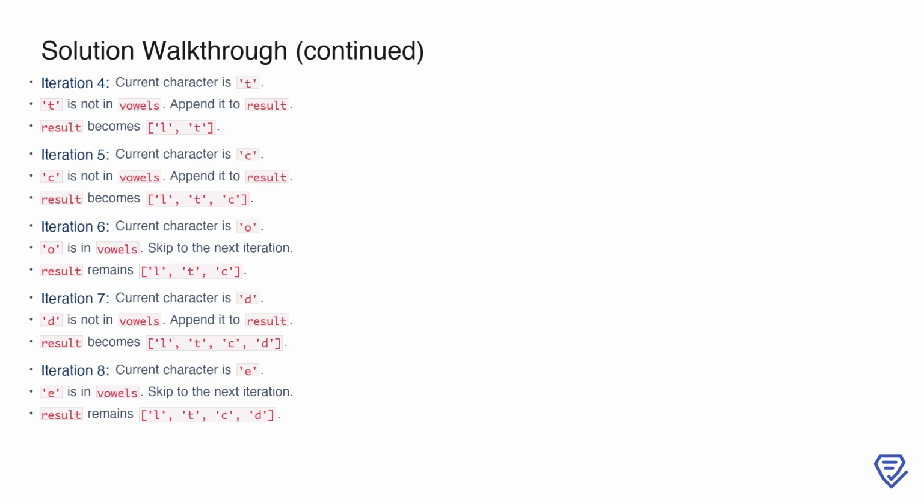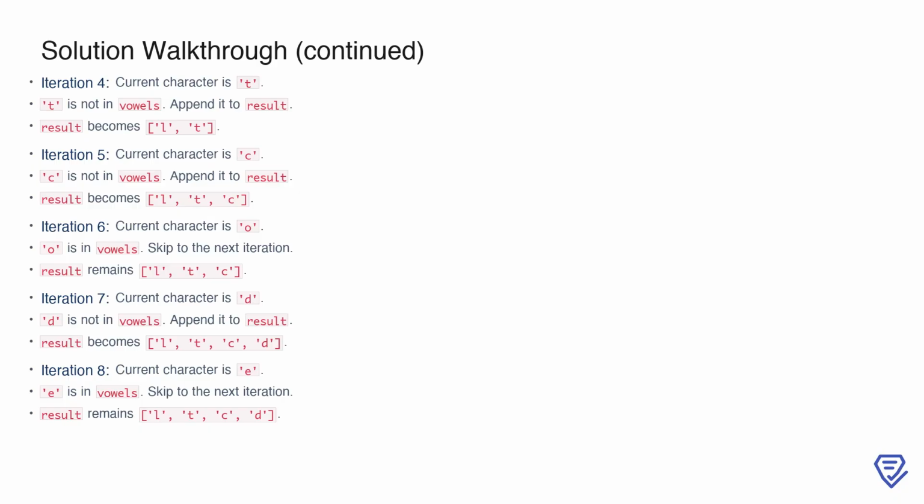In the sixth iteration, the current character is O. This time, O is found in the vowel set, so we skip it and do not add it to result. The seventh iteration brings us to the character D. Since D is not a vowel, it is appended to the result list, making it L, T, C, D.